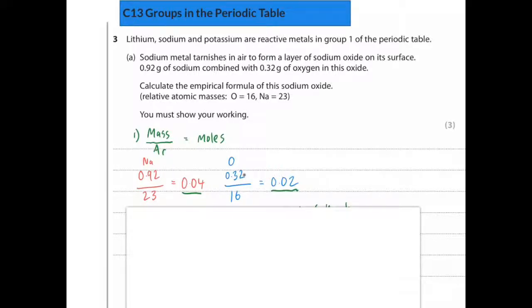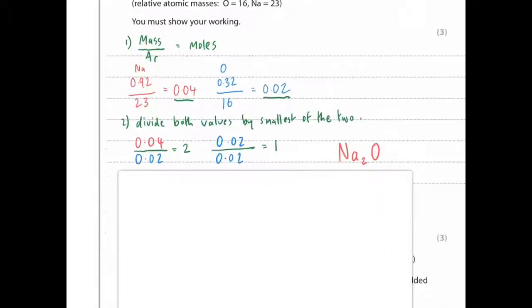Be aware that you're dividing a very small number by a very big number, and don't be put off by that. That is exactly what you have to do here. You just follow this formula, mass divided by AR. Don't let your brain think, oh, it must be the other way around because this number's bigger. Now you have the number of moles, you have to work out the empirical formula. So you divide both values by the smallest of the two.